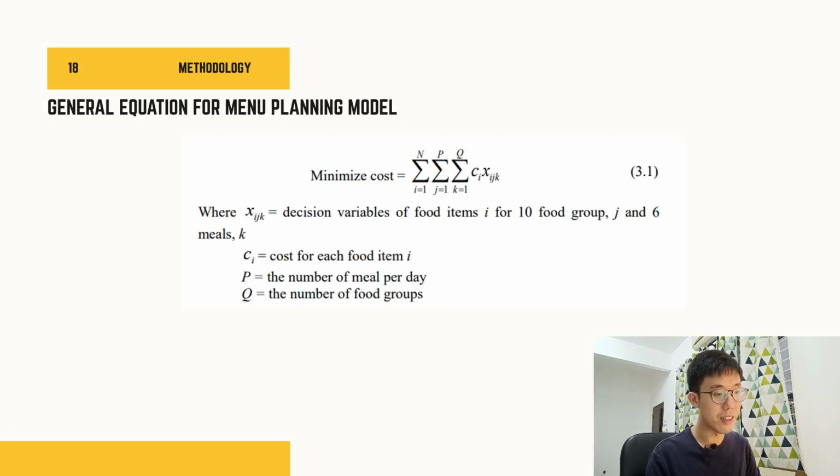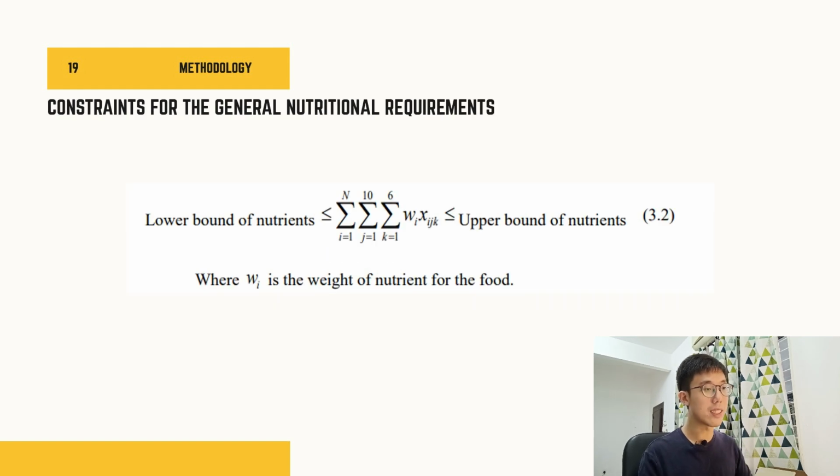So this would be the general equation of the model on the cost minimization in the menu based on the cost of food in year 2024. The number of meals per day and the food groups involved would act as the constraints in our model. So this is the constraint of the nutritional requirement of children from 7 to 12 years old. It is given a range of boundaries in the RNI book of 2017.